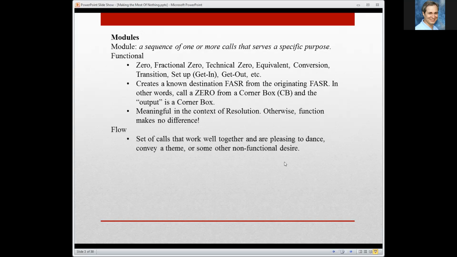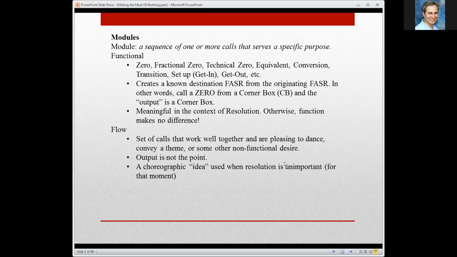And then there's flow modules. I kind of put these together just as a way to remind me what an interesting idea is for a set of calls. They're just pleasing to dance. They flow nicely. They convey a theme or some other desire that's non-functional in the way I use it. It may actually have a function, but I just don't think of it in terms of the function. I might have a list of something on a walk and dodge, a riff, and then I could insert that. I look at it and insert it into my calling, and I don't worry about resolution. I'll take care of that some other means. And output is really not the point. It's a choreographic idea when resolution is not really important.